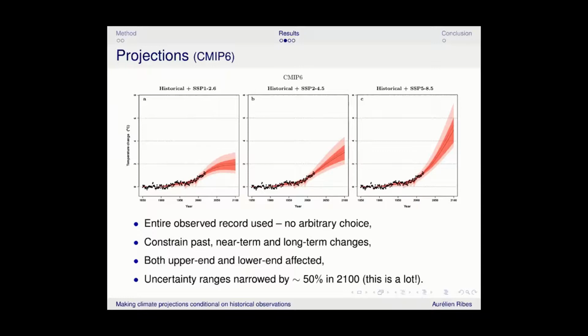In terms of results, what is surprising, maybe compared to other similar studies, is that the constraint affects both the upper end and the lower end of the unconstrained model ranges. Primarily, this technique revises the expected warming downwards, but the smallest values for the future warming are also excluded. And finally, we find that the uncertainty ranges in the late 21st century are reduced by 50%, which is relatively large in my view.